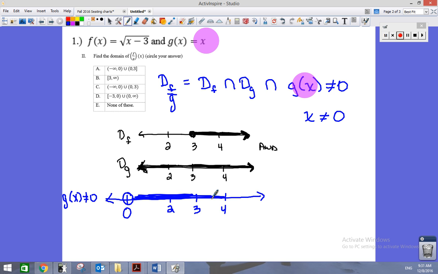None of these other values will produce an output for g that equals 0 that causes division by 0. All of these other numbers, because look at what g is. It's just the identity function. Whatever you plug in, you get the identical thing out. So if I'm trying to avoid a 0 in the denominator, and if the input is equal to the output, I'm just avoiding the number 0. So now I intersect these three sets to get my final answer.